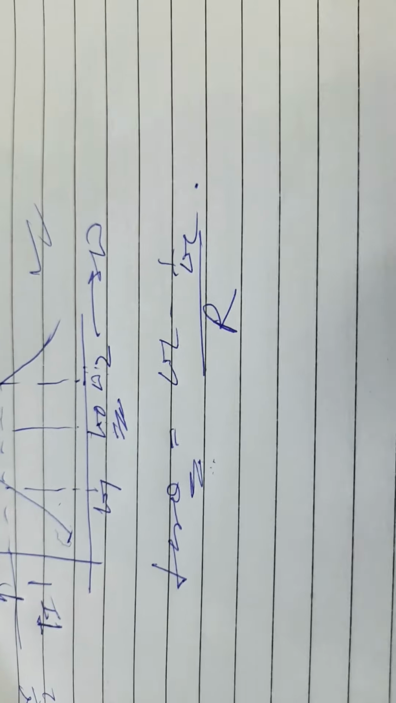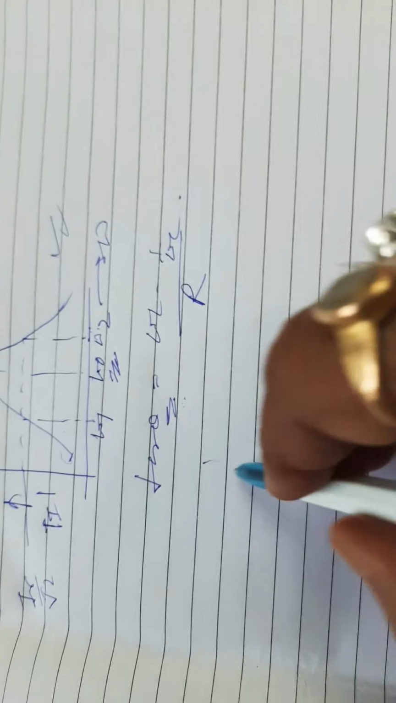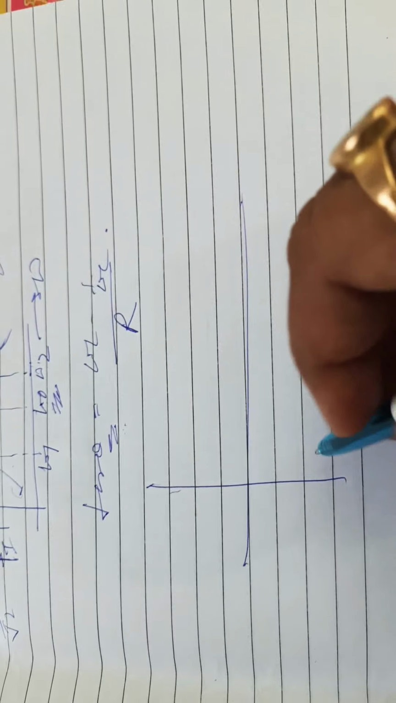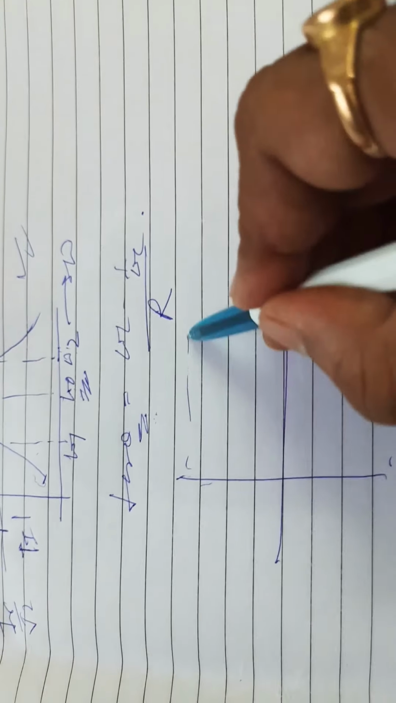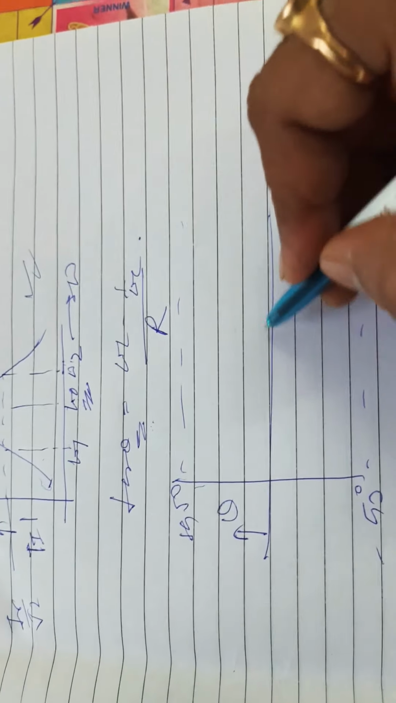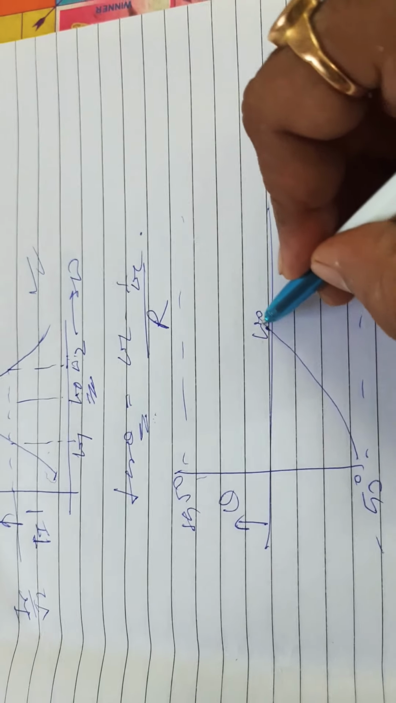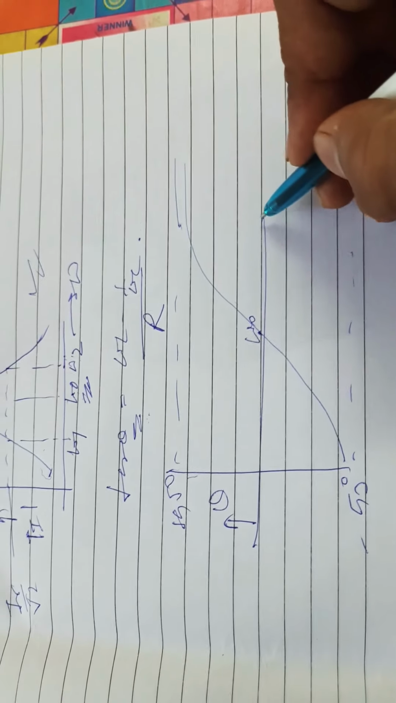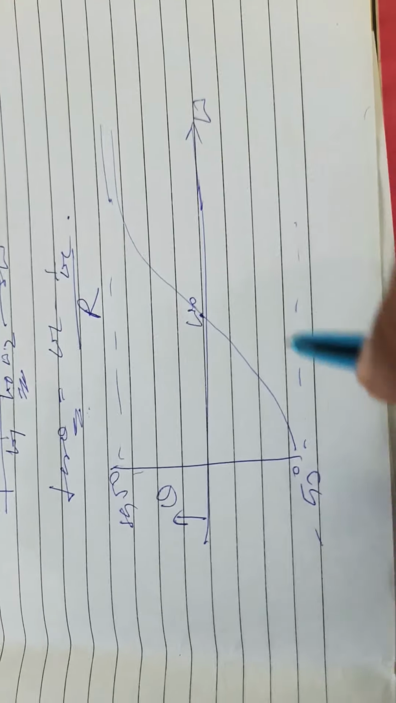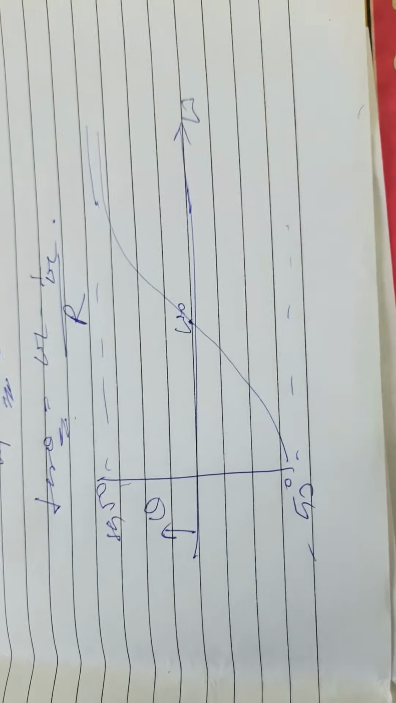The variation of theta with frequency can also be shown in a figure. It will range from minus 90 degrees to plus 90 degrees, as I've just mentioned. This is theta and this is omega naught. It will start from here and go like this. This is the variation of theta with angular frequency.